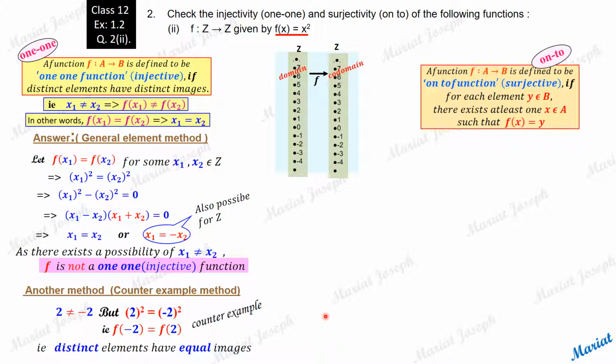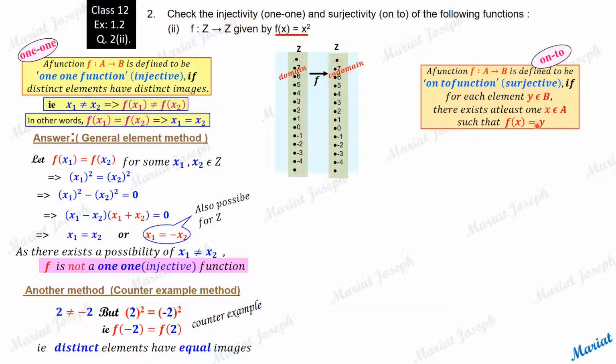Let's see whether this function is onto. To call this function onto function, what is the condition? A function defined from A to B is called onto function or surjective function if for each element y that we take in the codomain, there exists at least one x in the domain such that f of x is equal to that y that we started with.